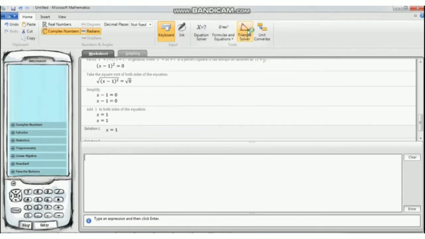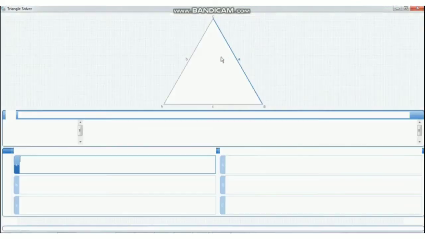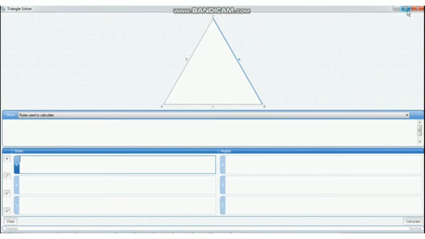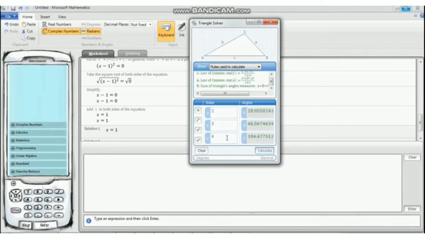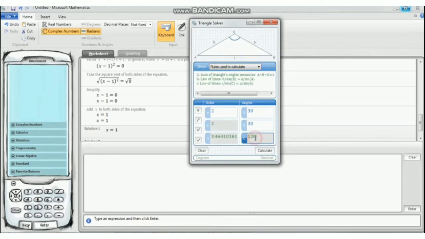formulas and then try to solve. We can fill in the blank. There are 3 columns for sides and 3 columns for angles. For example, we fill in the 3 sides and then click calculate and it will show the 3 angles. Or we also can input one side and 2 angles like this. Then click calculate, it will show the other sides and other angles.